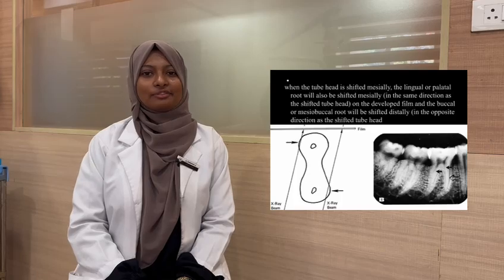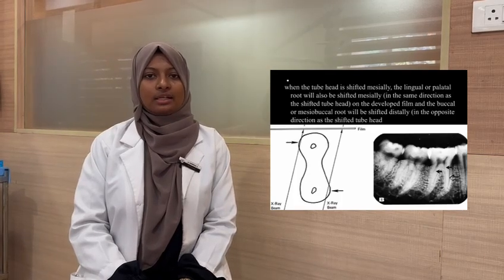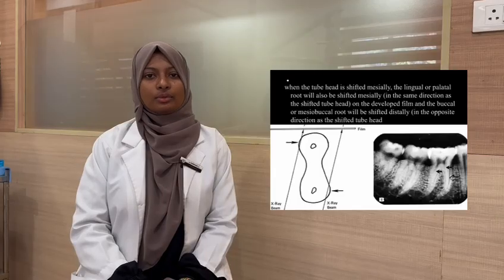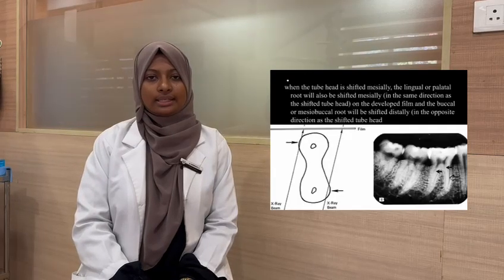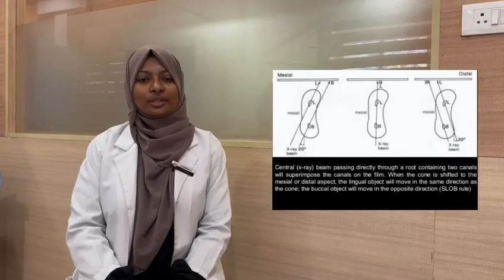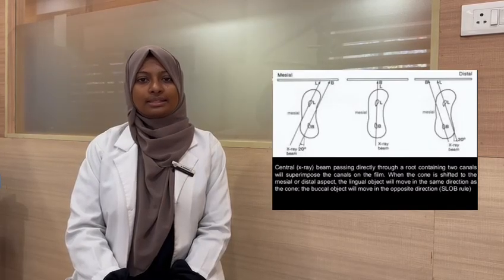For example, if we shift the X-ray beam in the mesial direction and the object in the X-ray film also shifts mesially, then the object is actually on the lingual side. Or if the object moves in the distal direction, then the object is actually on the buccal side.